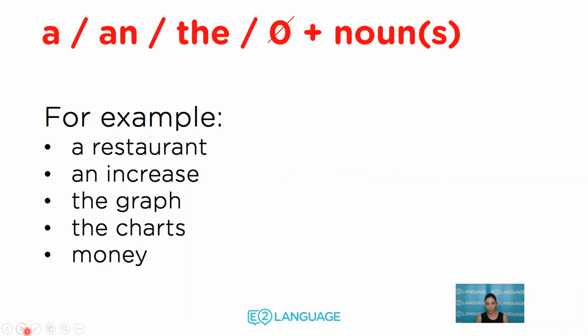So for example, a restaurant. A restaurant just means any restaurant, no restaurant in particular. An increase. Okay, we haven't defined the increase, and we've used an because it's followed by a vowel. The graph, meaning a specific, particular graph. The charts, so we can use the with plural, again, to talk about specific charts. Money. Here I haven't used an article. I've omitted an article because I'm talking about money in general.